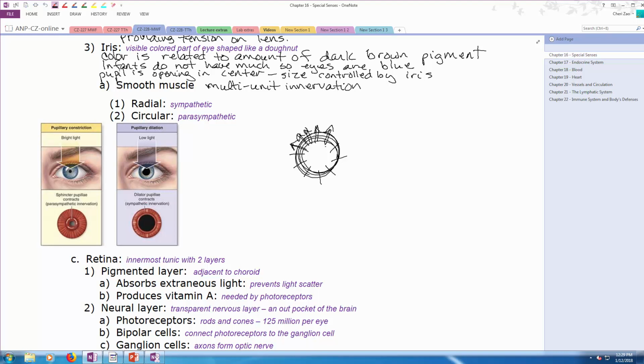So our radial fibers are under sympathetic control and our circular fibers are under parasympathetic control. Rest, digest. You're eating your food. You don't have to worry about running away from it, so your little pupils can get little. But suddenly something's coming at you to attack you. You want to see where to go. You're going to open up the pupil, not the lens, and be able to get more information from your outside world. So radial sympathetic, circular parasympathetic.